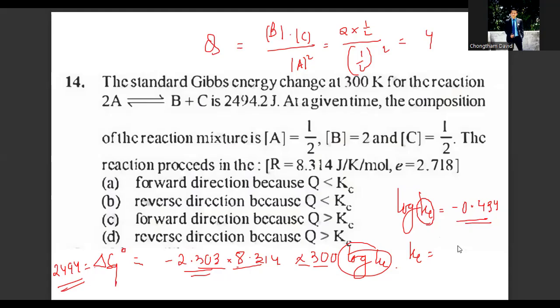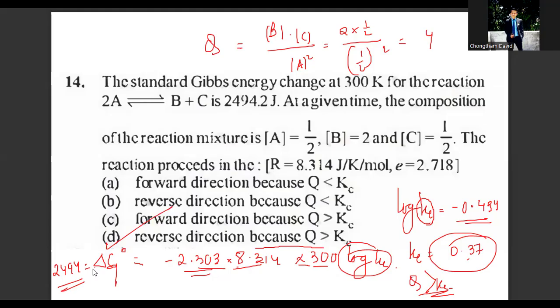So Kc would be roughly 0.37. So we have Q is greater than Kc. So the answer would be the reverse direction, because Q is greater than Kc. D is the answer for question 14.